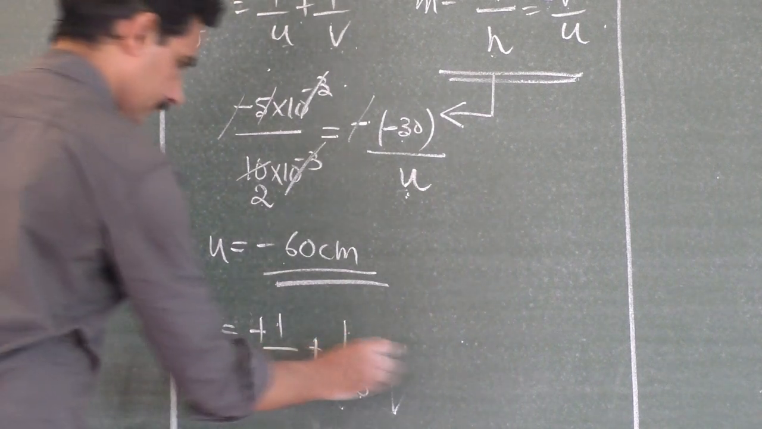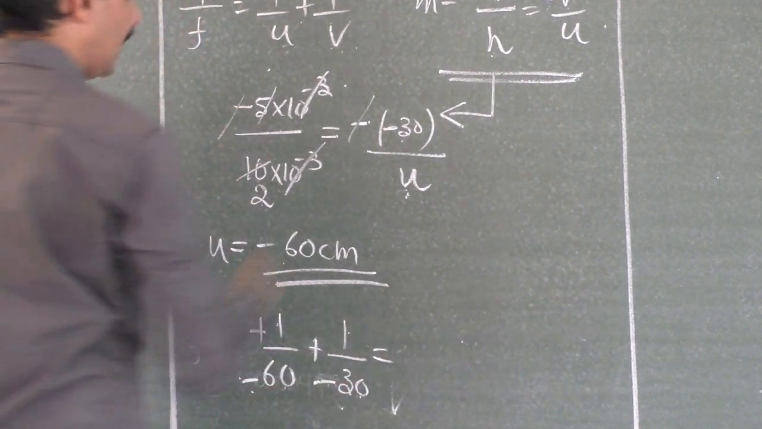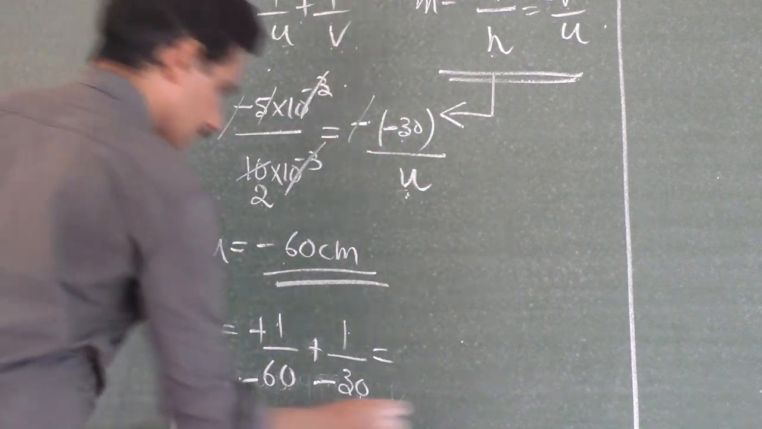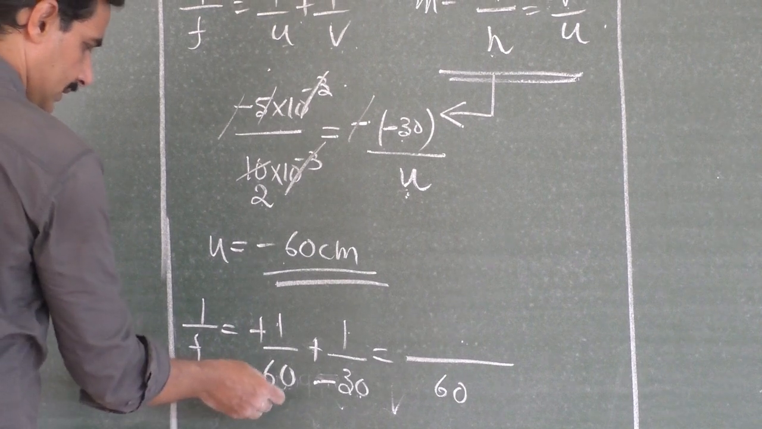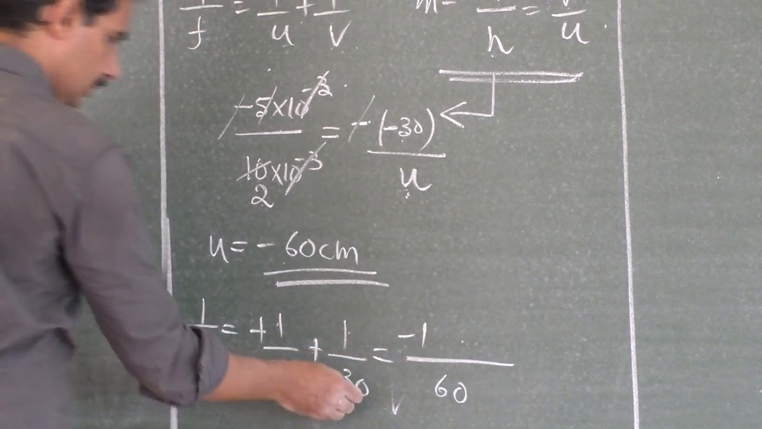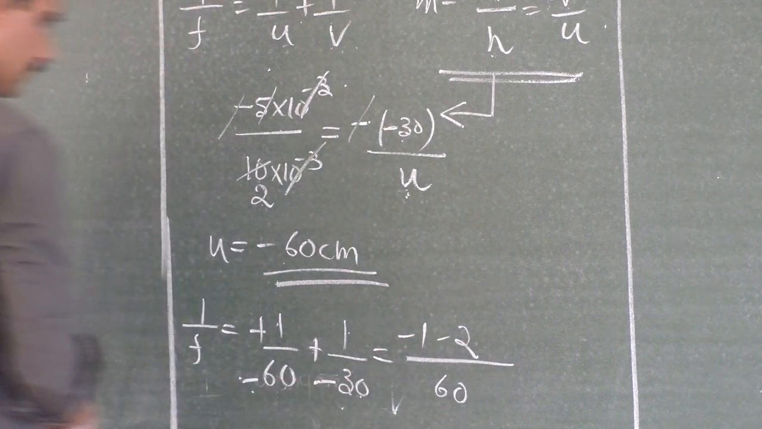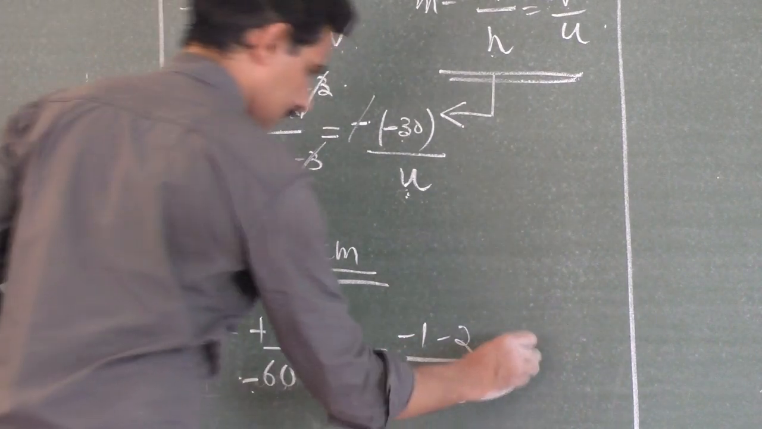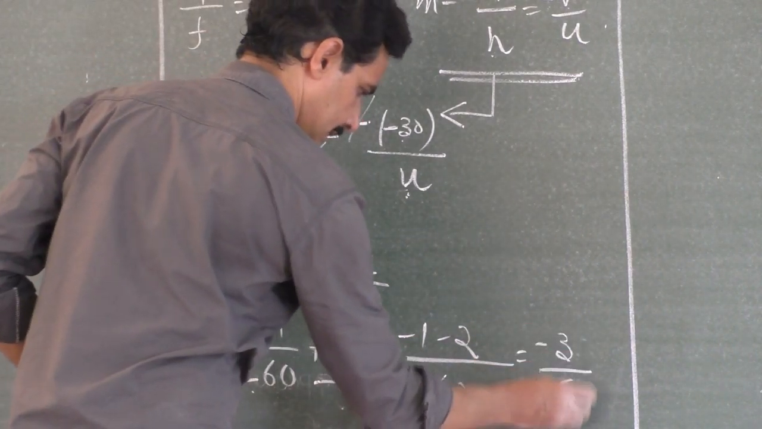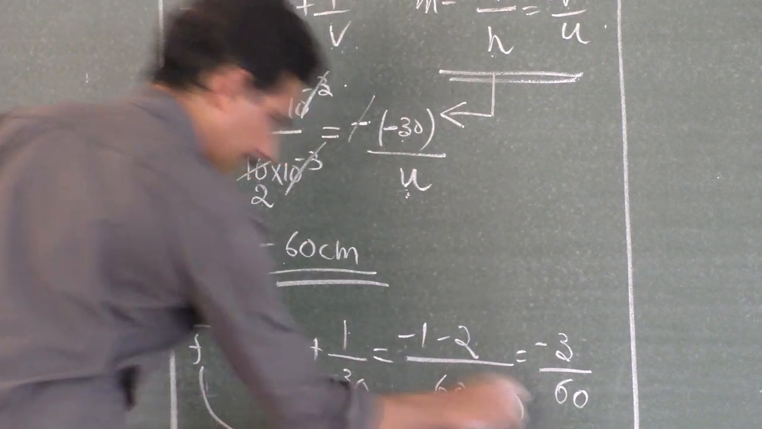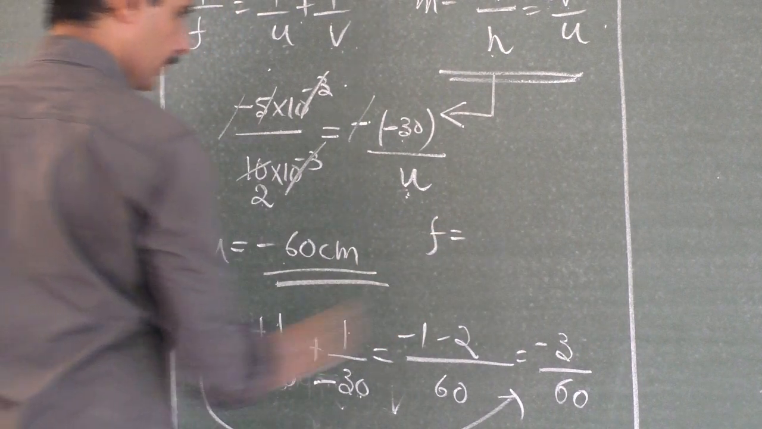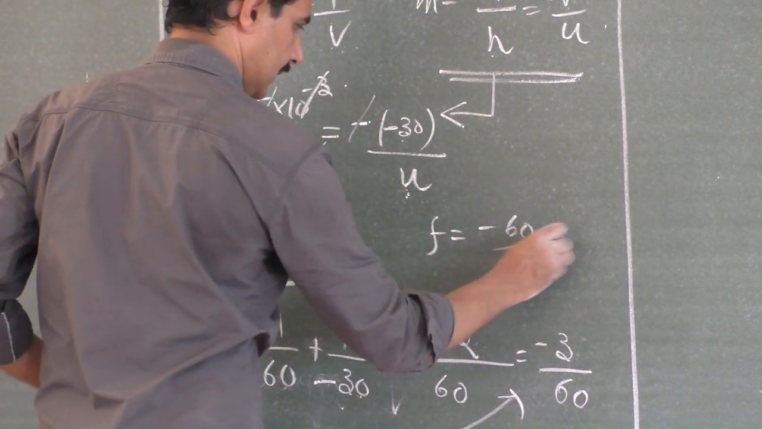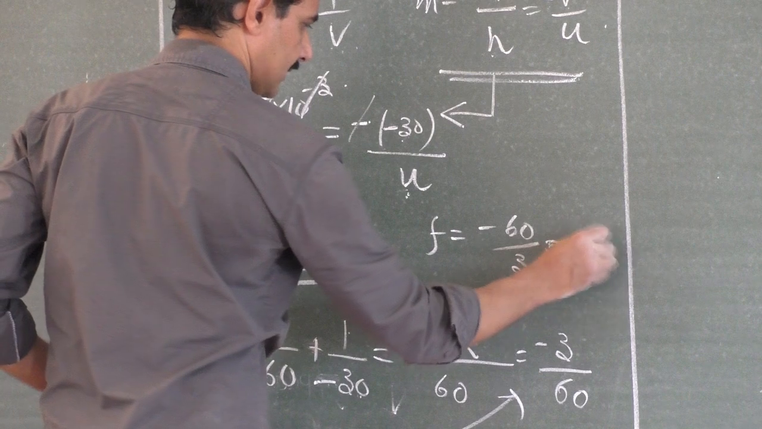So what is the answer? The focal length should be negative and it should be less than 30. So I will take 60 common. If I take 60 common, 1s are minus 1, 2s are minus 2. So what is the answer? This is minus 3 by 60. This is 1 by f, remember. So what is f? f is equal to minus 60 by 3, that is equal to minus 20 centimeter.